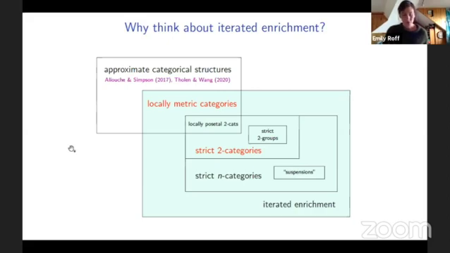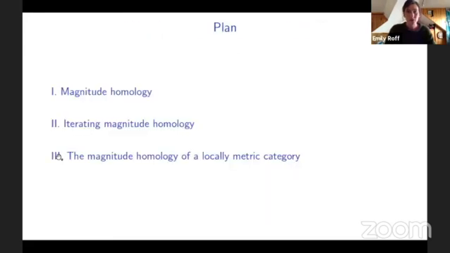Okay, so here's the plan. First, I'm going to give you a kind of whistle-stop introduction to magnitude homology, and that's part one. Then in parts 2 and 3, we've got the new stuff. So I'm going to propose and justify a definition of magnitude homology for categories with an iterated enrichment, and then we'll see how it plays out in the locally metric case.